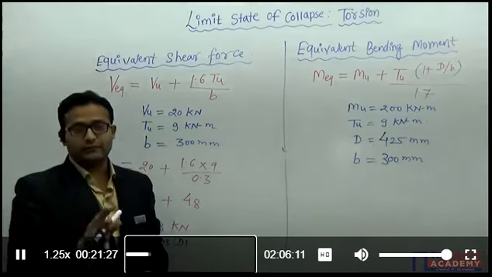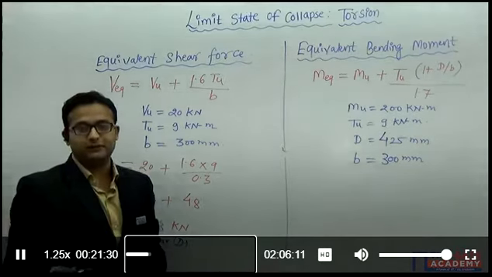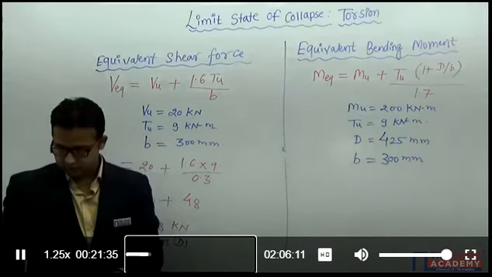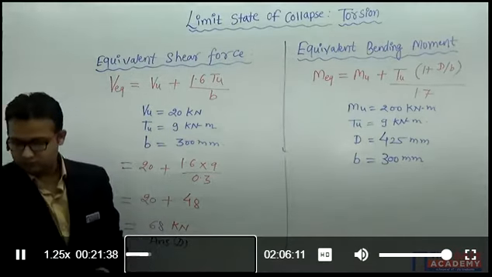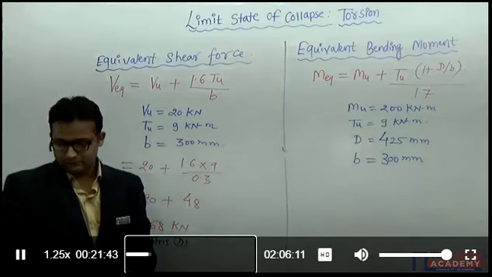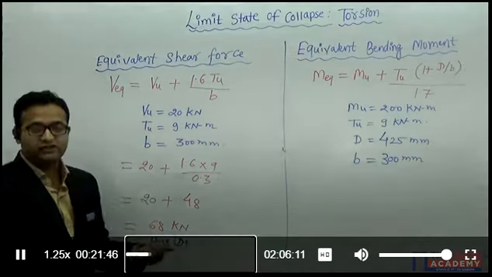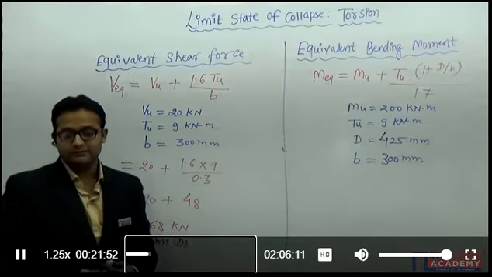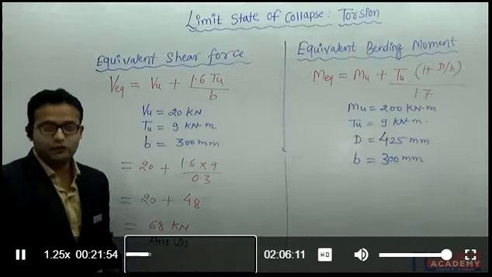No, right now there is no need to multiply by 1.5. Somebody is asking, should we multiply by 1.5? No, right now no need. If you multiply 68 by 1.5, your answer would be 102, and there is no such option in the question. So the answer is D, 68 kilonewton.